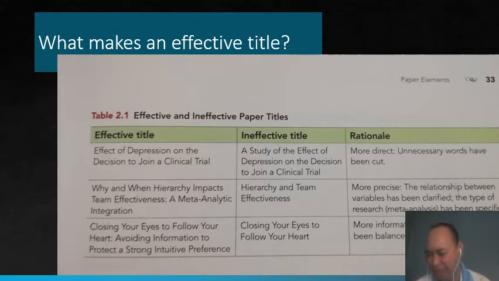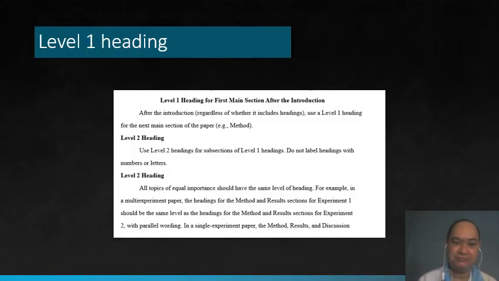Number one, it's too wordy. There are so many words. An effective title is this: the effects of depression on the decision to join a clinical trial. Why is this title effective? It's quick, easy to read, easy to digest, and it tells us what the study is all about.